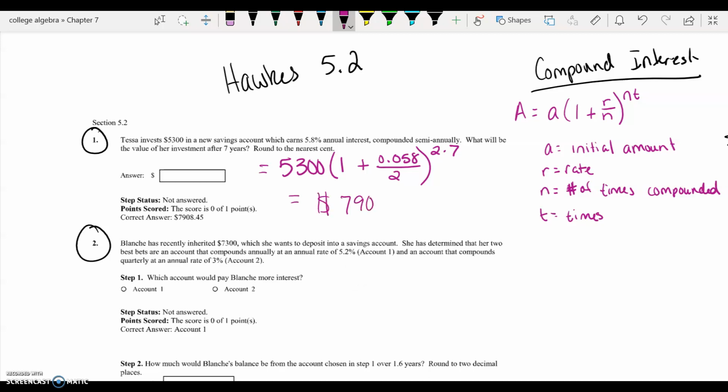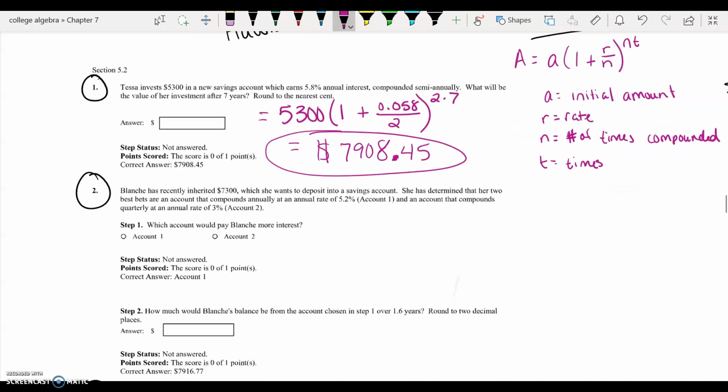What I would do is make sure you know how to work your calculator and make sure it equals that answer. You're not going to be able to do these on any website, so you have to know how to do these problems using your own calculator.